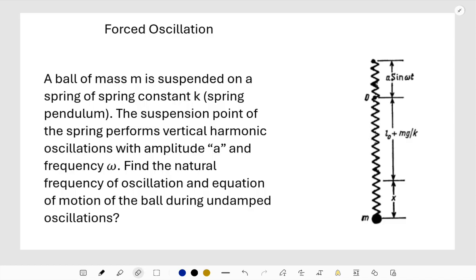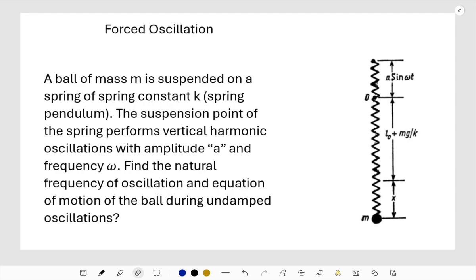The statement of the problem is: a ball of mass m is suspended on a spring of spring constant k. Call it a spring pendulum. The suspension point of the spring performs vertical harmonic oscillations with amplitude A and frequency omega. If the ball was simply suspended on a spring, it would have oscillated by itself. But now its point of suspension is also oscillating. That is why it's a forced oscillation.